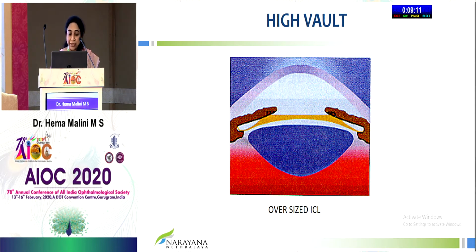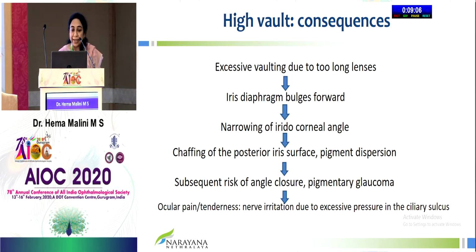So first let's look at oversized ICL in a small eye that would give rise to a high vault. So what exactly happens in a case of high vault? Due to the excessive vaulting because of the larger lens that has been implanted, the iris diaphragm bulges forward. And then with this bulging forward of the iris diaphragm, there is narrowing of the iridocorneal angle. There could be chafing of the posterior pigmented iris leading to pigment dispersion. And then there would also be a subsequent risk of angle closure leading to peripheral anterior synechiae and angle closure glaucoma. Also, it could lead to pigmentary glaucoma.